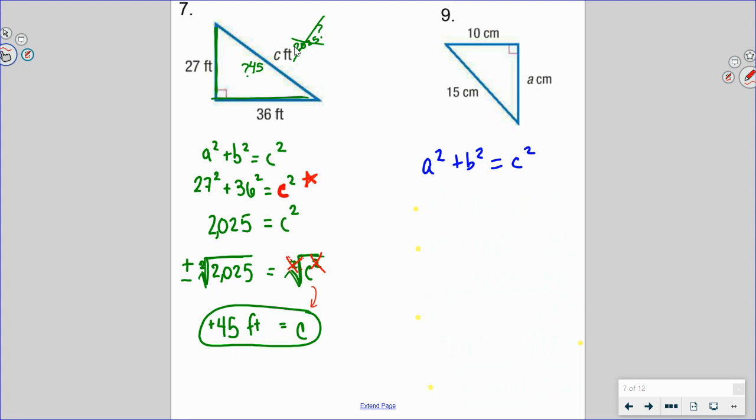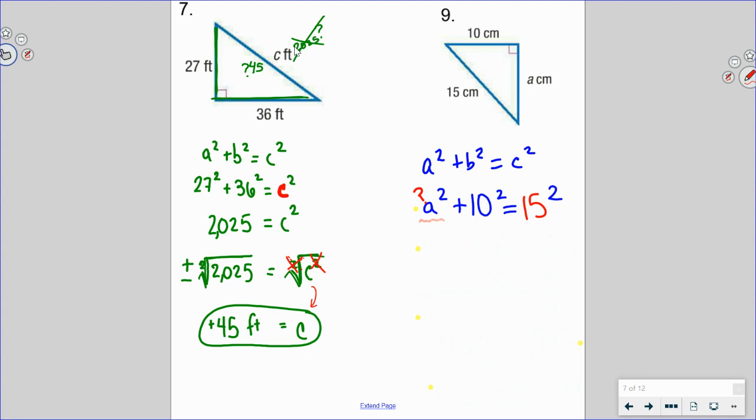The first thing I'm going to do is identify which of these numbers is the hypotenuse. In this case, we actually know the longest edge. We know the edge opposite of that right angle. And so 15 is the hypotenuse. Meanwhile, one of the legs is what's missing.